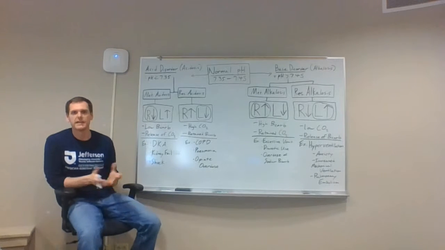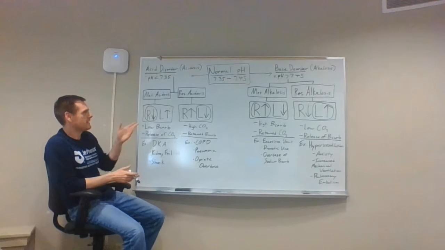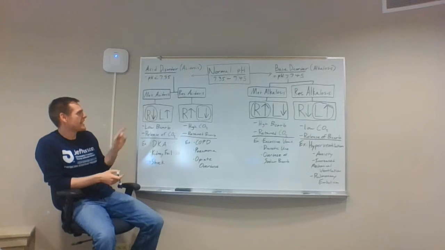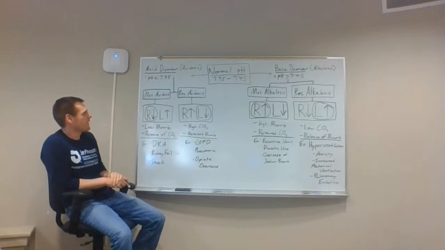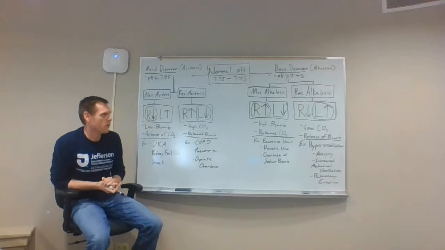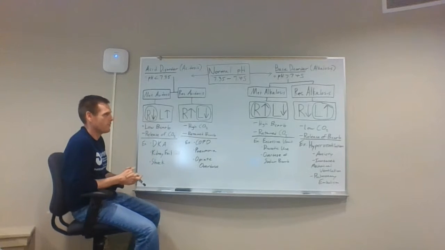And how do we get that? Well, we get an ABG. On the ABG, you see your pH, and then you determine whether or not things are normal, or if you have an acid disorder or acidosis, which is anything below 7.35 in your pH, or a base disorder, which is anything that we would call alkalosis, anything that's higher than a pH of 7.45.